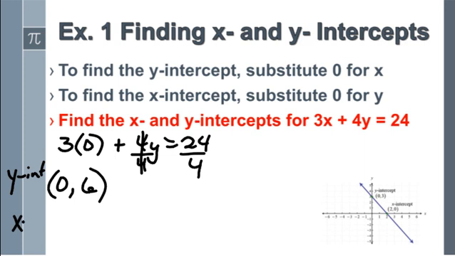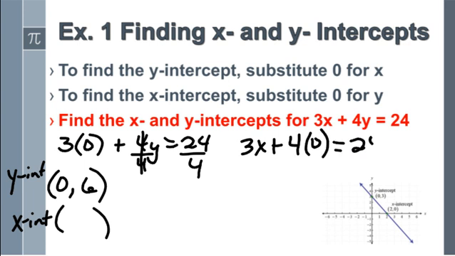And we need to find the x-intercept. So when y is 0, what is our x? So 4 times 0 is 0, so I'm just left with 3x equals 24. Divide by 3 on both sides. 24 divided by 3 is 8. So the x-intercept is 8 when y is 0. So our intercepts would be (0, 6) and (8, 0).